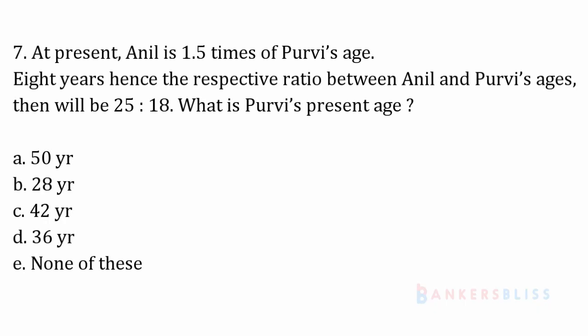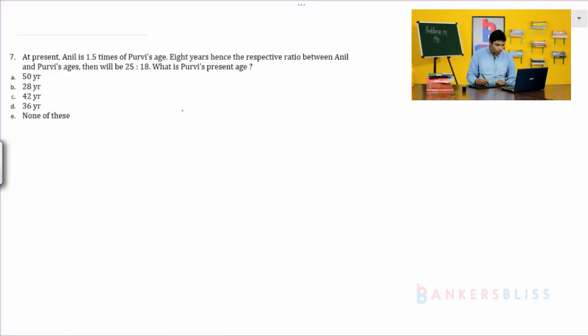7. At present, Anil is 1.5 times Purvi's age. 8 years hence, the respective ratio between Anil's and Purvi's age then will be 25:18. What is Purvi's age? You have to calculate Purvi's age, and they have given the ratio of Anil to Purvi.